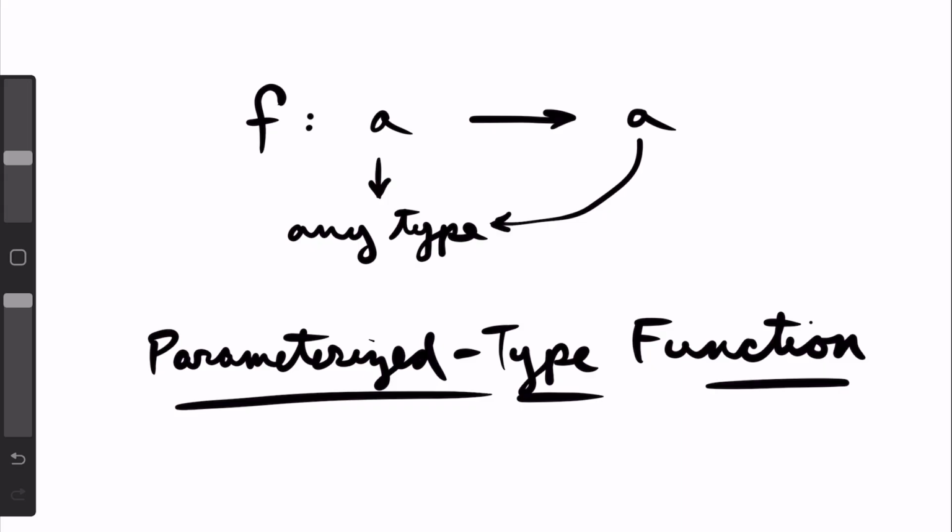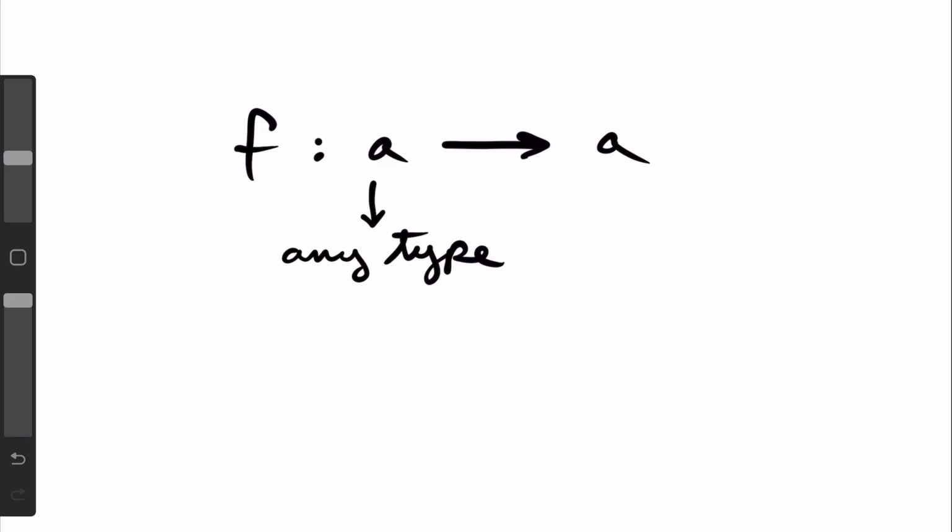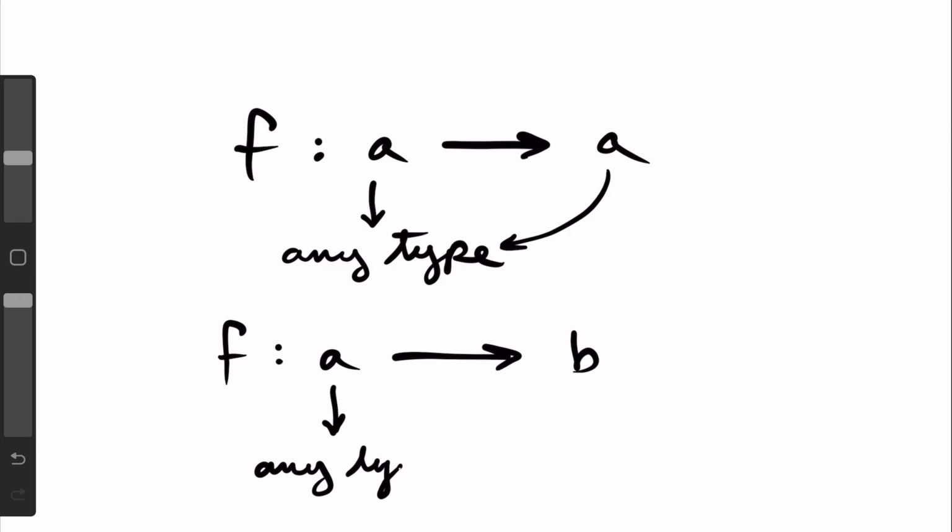I said earlier that functional programming languages blur the distinction between values and functions. Parameterized type functions go further by blurring the distinction between values and types. I'll write f: a → a to mean a function that maps an argument of any type to a result of the same type. I'll write f: a → b to mean a function that maps an argument of any type to a result of any type, even the same type.